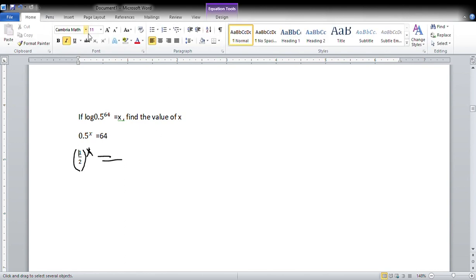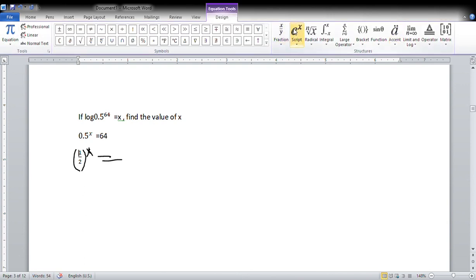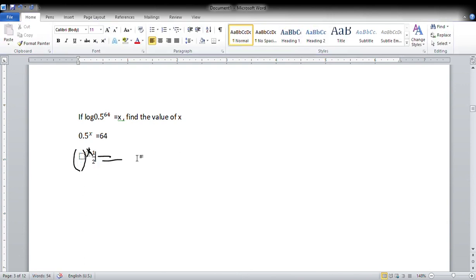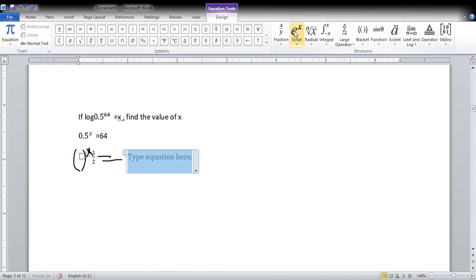64. So you can write 64 as 2 to the power 5. If you multiply 2 five times, it is 64. So 2 to the power 5 is equal to 64.